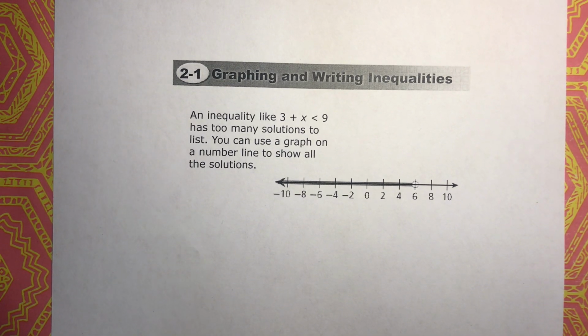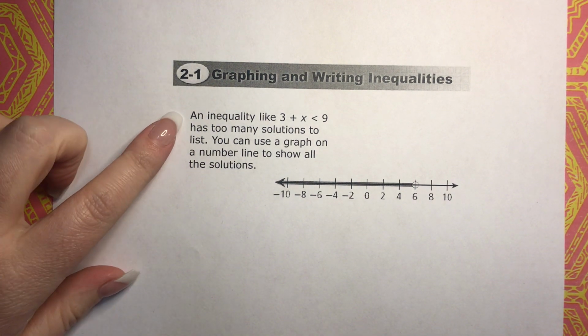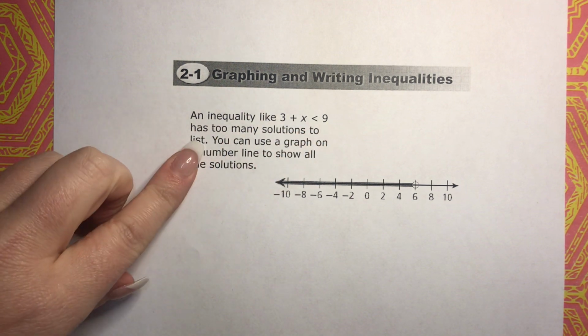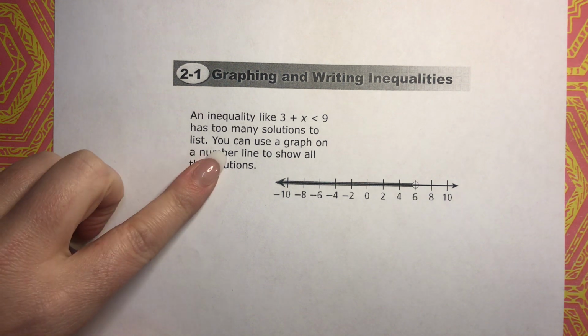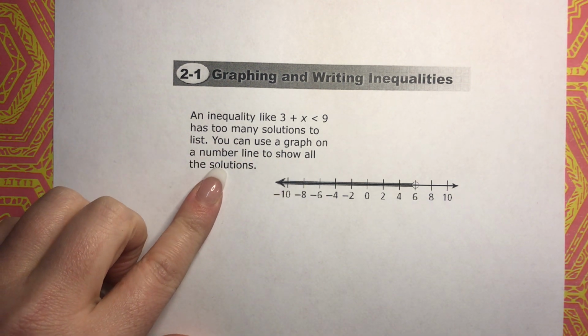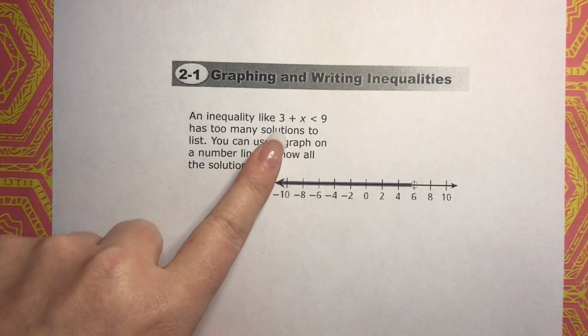All right, we're back with example 2. Now, example 2 is all about graphing inequalities. So let's look at this particular example. It says an inequality like 3 plus x is less than 9 has too many solutions to list. You can use a graph on a number line to show all the solutions. And so this is a graph of the answers to this inequality.